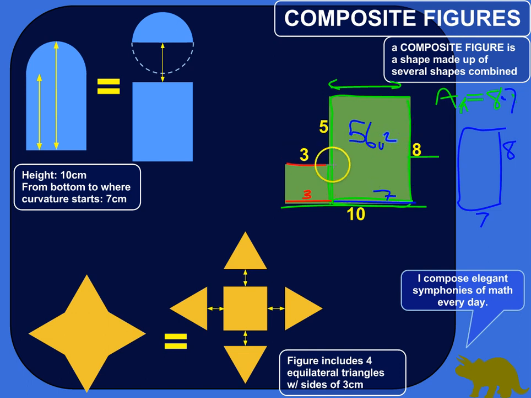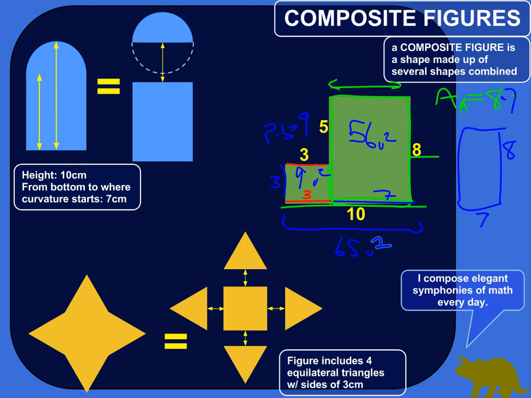And then we can tack on the area of this square. Well, the area of the square is just the side squared, because all these sides will be 3. Right, so 3 times 3, 3 squared, would be 9. So 9 units squared. So the total area of this composite figure would be 56 units squared plus 9 units squared, which would be 65 units squared.